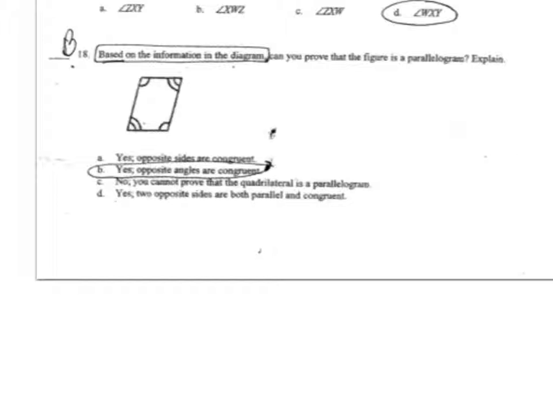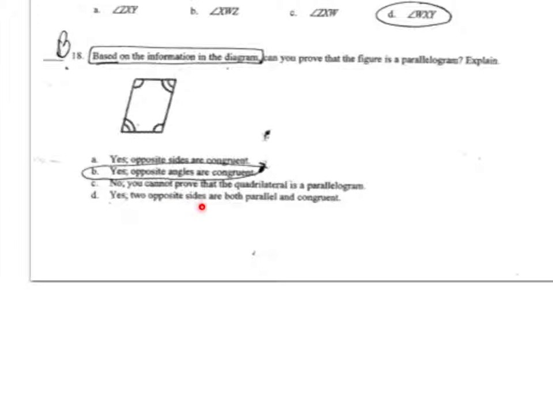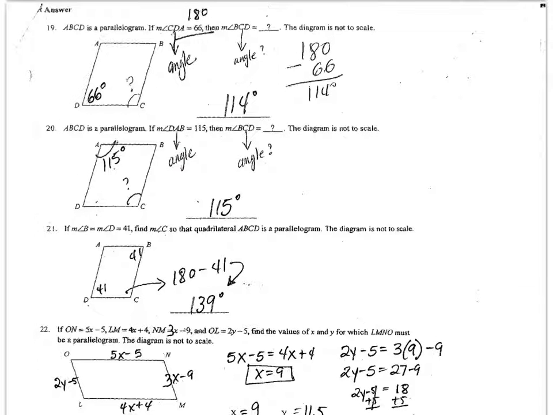Okay? Now, number 18. The answer is B. Yes, opposite angles are congruent. Yes, I put D, miss. I don't know why. D says two opposite sides are both parallel and congruent. But in this one, you don't have the opposite sides given as congruent. So its opposite angles are congruent. So it's B. Okay, next.